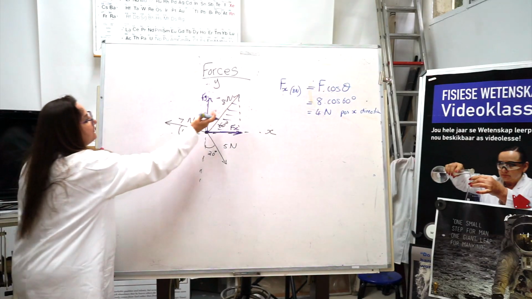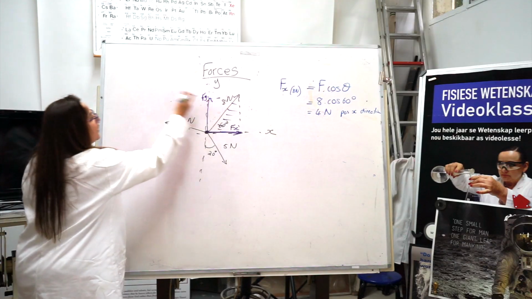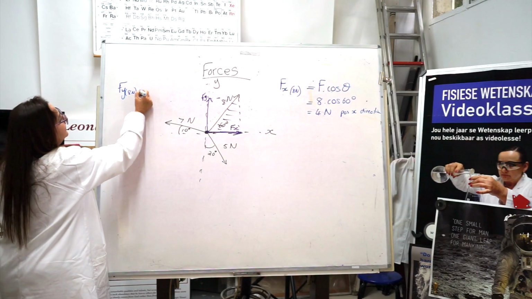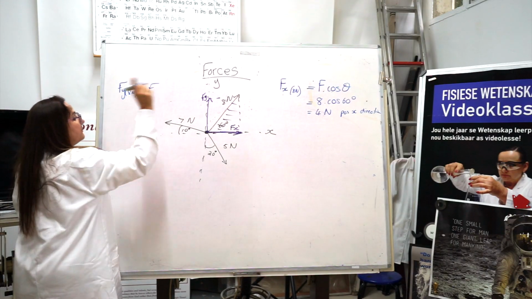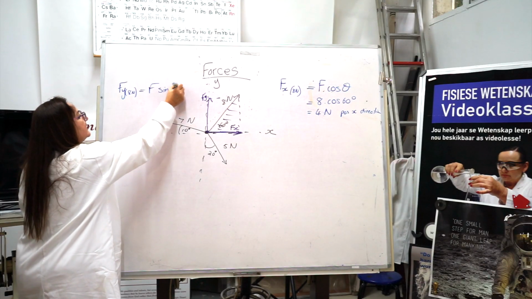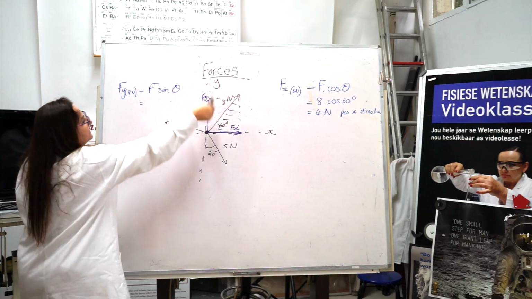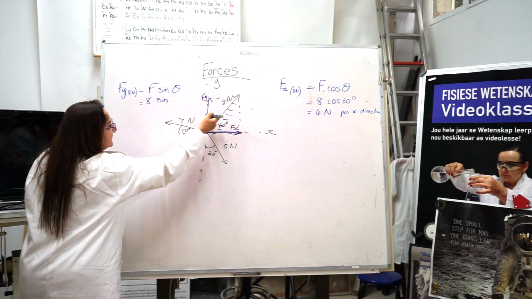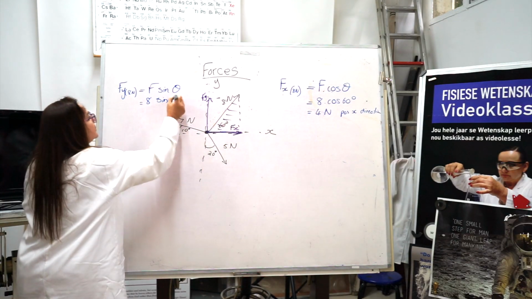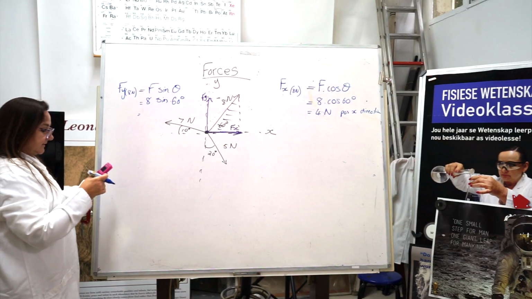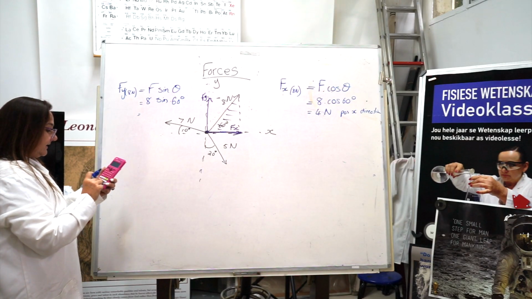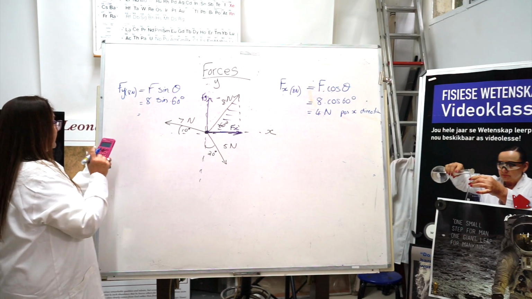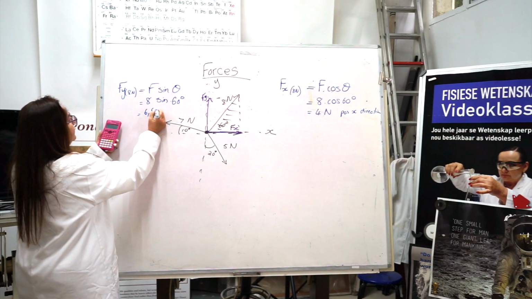Now I'm going to go and say for that 8 Newton, let's work out the Fy component. So for my Fy component of the 8 Newton one equals F, remember now, sin theta. So what is my F? It's still 8, but now it's sin and not cos of that angle, still the same triangle, still 60 degrees. So let's work that quickly out. So that's 8 times sin 60, and that gives me 6.928.